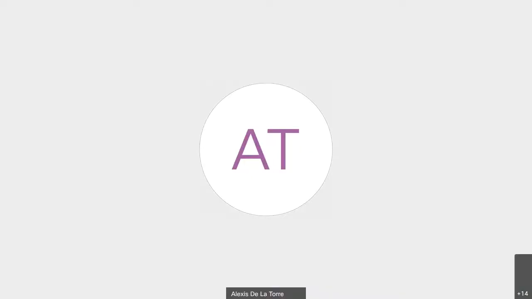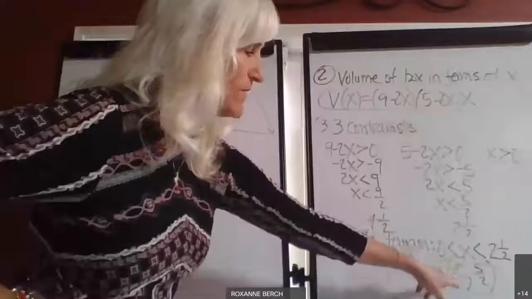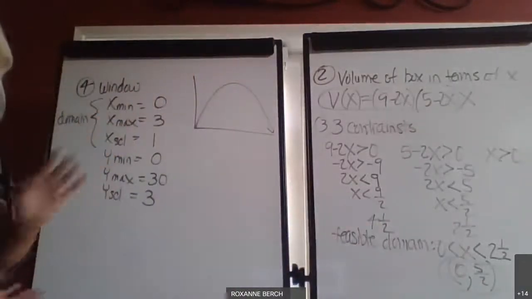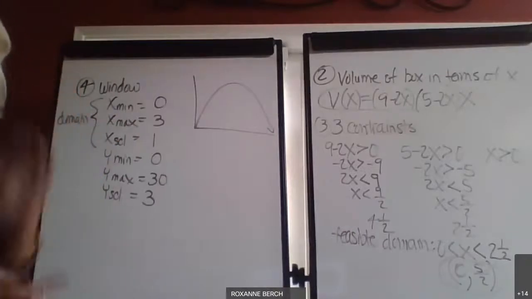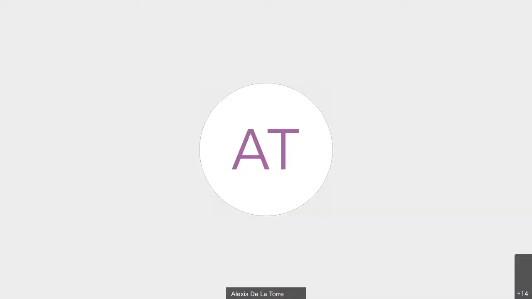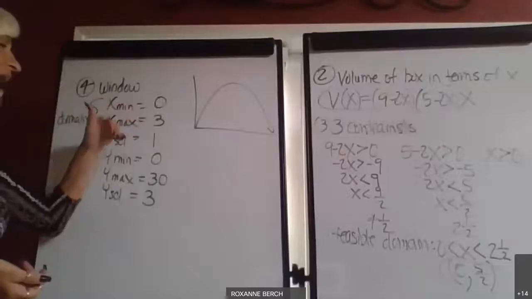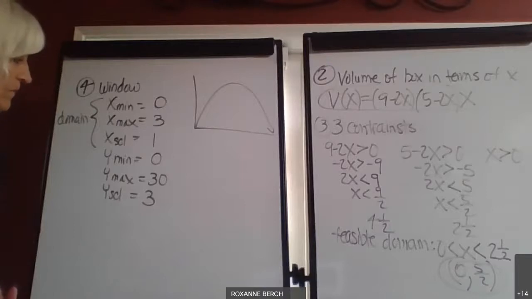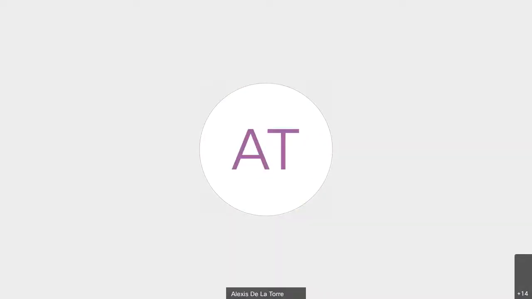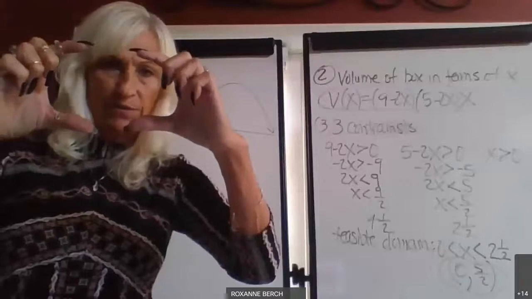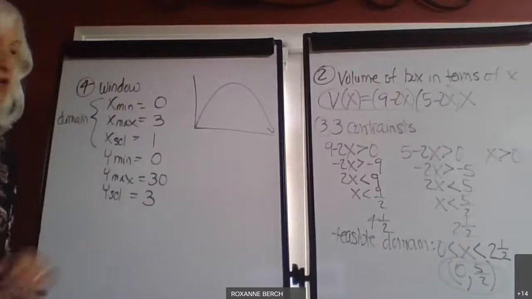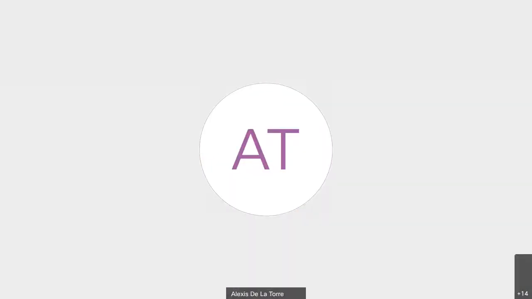Wait, why did you say it was 3 again for the X max? Because we said that our feasible domain was 2.5, so I just went up a little bit more. I want to be able to capture the graph, so I don't want to go right at 2.5. So I made it 3. The window is how much it shows, right? Yeah, the window is what you're going to see in your graphing calculator view. Remember? So you're trying to capture this maximum.